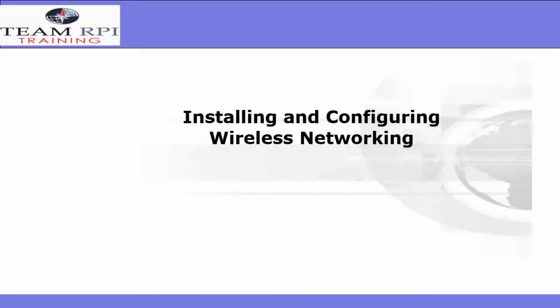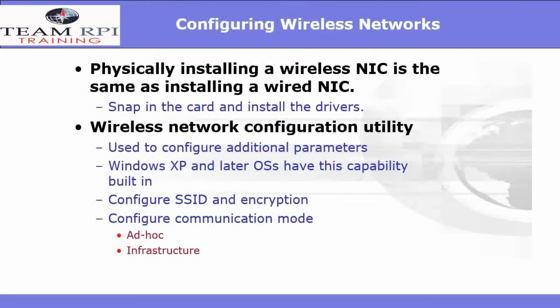Next, let's talk about how you're going to install and configure your wireless network. For all intents and purposes, physically installing a wireless NIC is pretty much the same as installing a wired NIC. It just snaps into your device, and then you just install the associated drivers. Next, you'll need to use the wireless network configuration utility to configure some additional parameters. With Windows XP and later operating systems, this capability is built in.